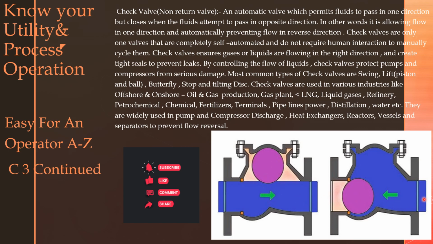This is a normal flow: the flow is coming, the ball is lifted, and the flow goes through the pipeline. And if the flow is reversed, or the flow is coming from the opposite direction, it will force the ball to close the inlet or flow path, and it will act as a check valve to prevent the flow going towards the inlet. This is the operation of the ball type of check valve.